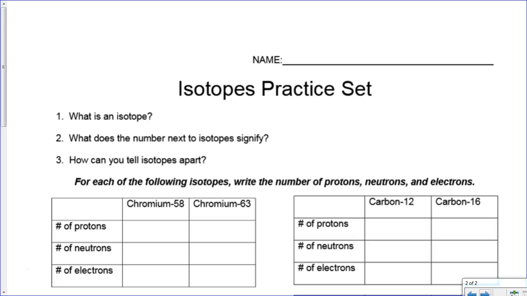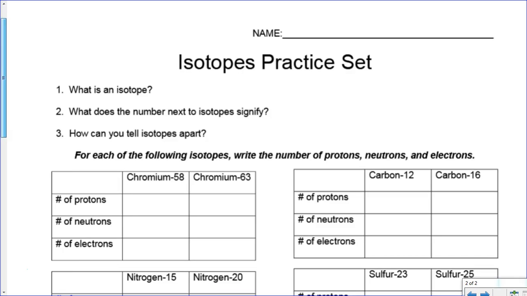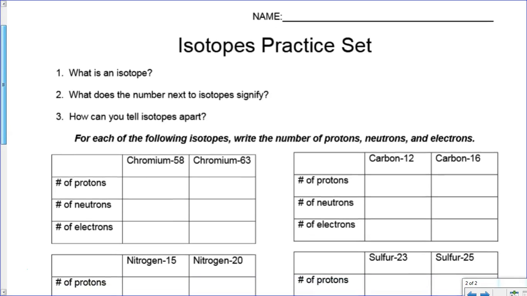For the back here, it says, what's an isotope? All right, so isotopes are atoms of the same element that have different masses.